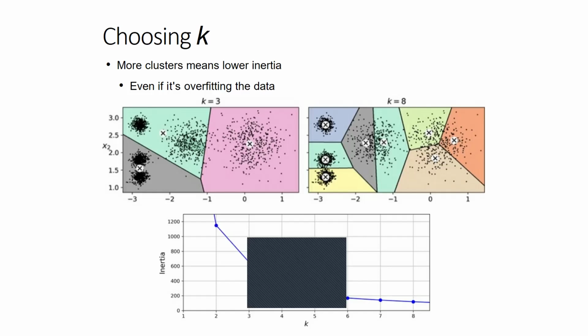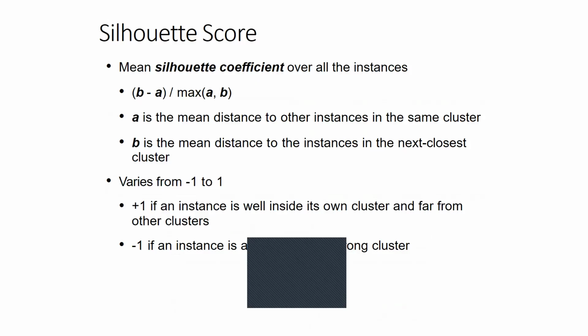So coming to the scoring part, this is scoring for each instance. We score each instance with (b minus a) divided by the maximum of a comma b, like x2 minus x1 divided by the maximum of x1, x2. Here a is the mean distance to the other instances in the same cluster, and b is the mean distance to the instances in the next closest cluster.